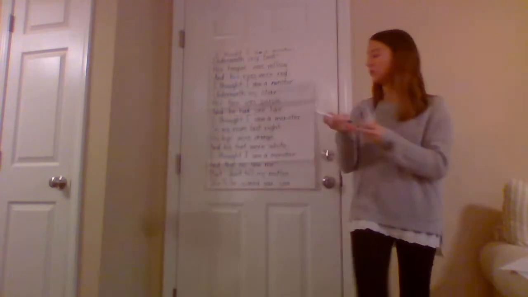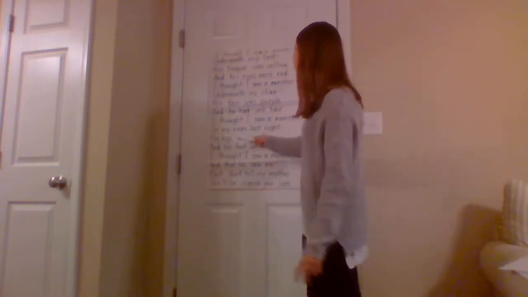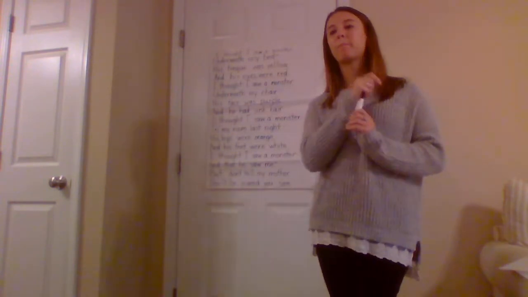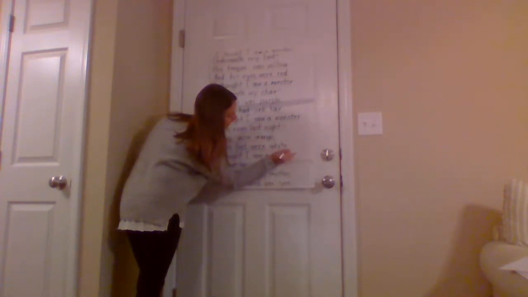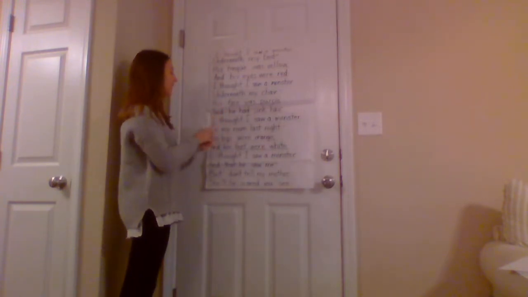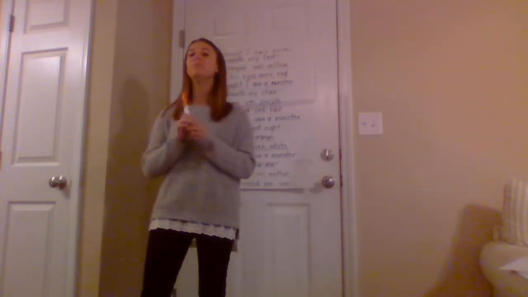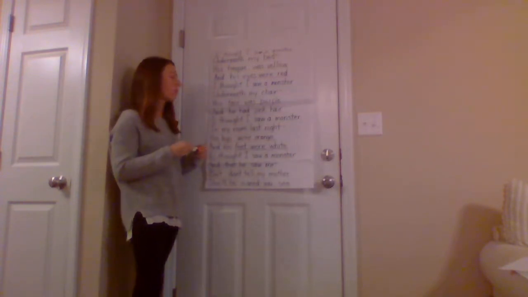All right, so the next one. I thought I saw a monster in my room last night. His legs were orange and his feet were white. So what are the descriptions? What's the important part of that? His legs were orange and his feet were white. Okay, so we're going to underline legs were orange. And then I don't have a white marker, so I'm going to use black. Feet were white. Okay, now would I underline in my room? No. And why wouldn't I underline that? Because it doesn't describe anything. Very good, because it's not describing the monster. It's just the place. Okay?